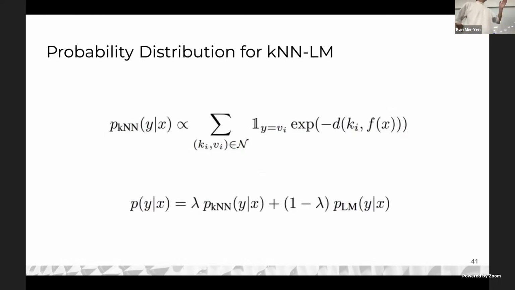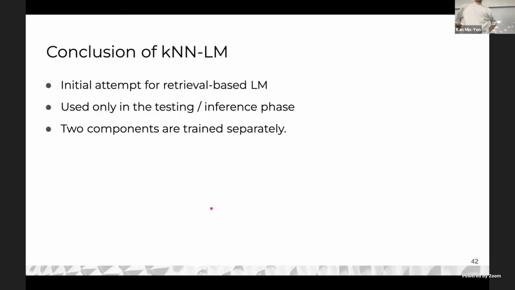So basically, the probability distribution of KNLM has 2 components. One is the original language model distribution, and the other one is memory distribution. So to conclude, the KNLM makes an initial attempt for retrieval-based language model, and it is only used during the testing or inference phase. Both the context encoder and the language model are trained separately.